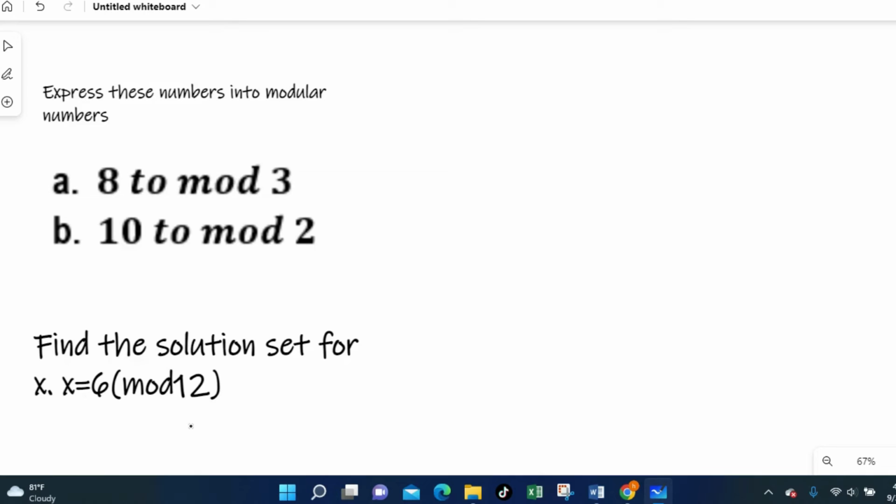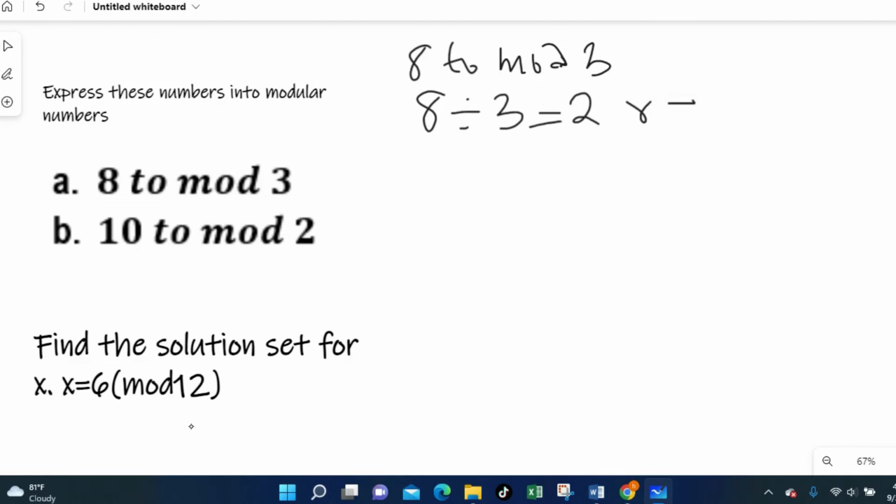Now to express them in modular numbers, we have the number 8 mod 3. If you are asked to express this number in modular terms, the first thing you do is to find out if 8 can be divisible by 3. 8 divided by 3 will give us 2, but it will have a remainder, because 3 times 2 will give us 6, but we'll have a remainder. The remainder will be what?